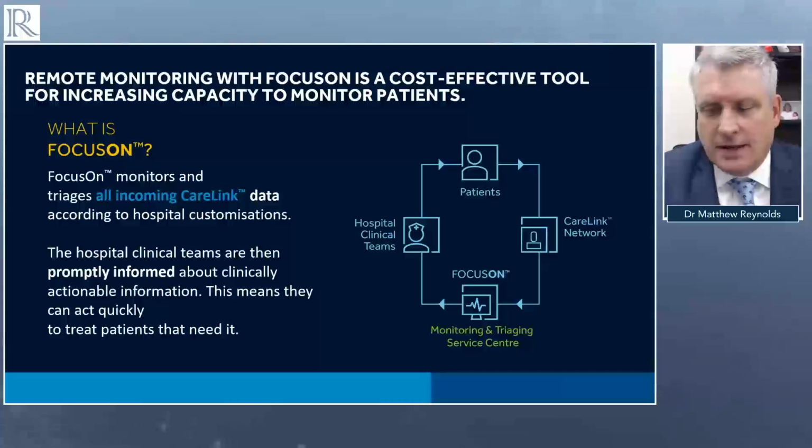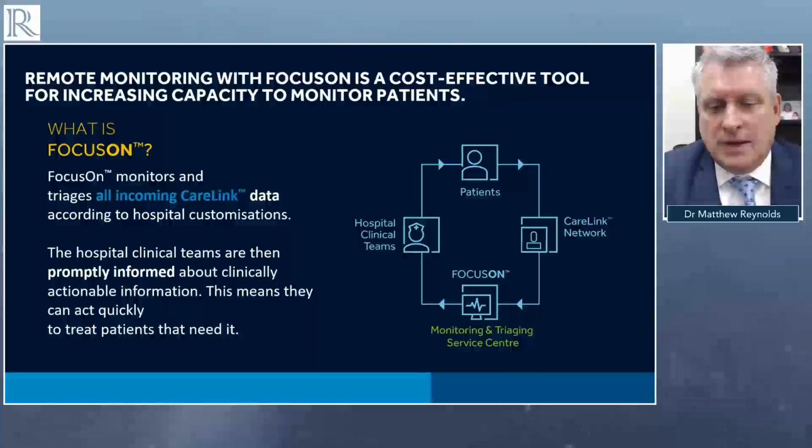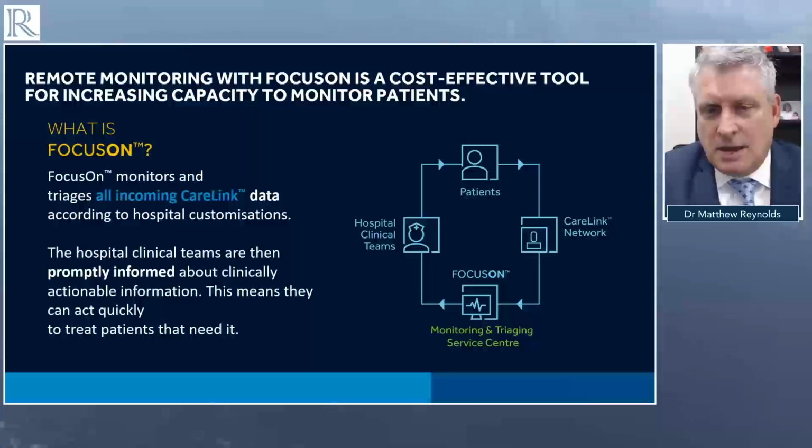Routine, normal findings from the devices will be communicated to the hospital clinical teams on perhaps a slower time schedule, in other words, a more regular time schedule, whereas things that are abnormal, atrial fibrillation and other abnormal rhythms detected by the LINQ devices, can be sent as notifications to the clinics much more quickly.